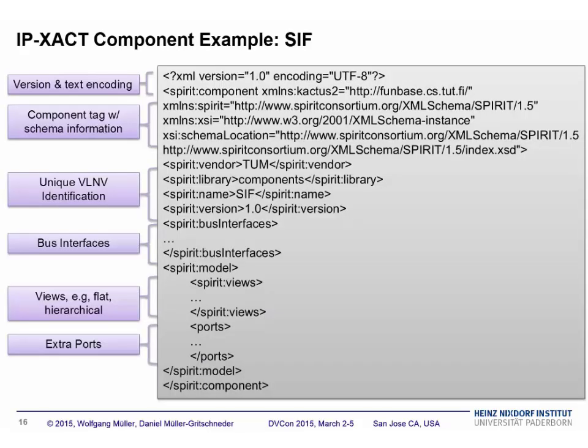Now, if we look into the component description, we have, of course, first a description on versioning and the encoding of this XML file. Then we have the schema information that we are using the schema from Accellera, which is the Spirit 1.5 IP-XACT. Then it gives you the unique VLNV identification. And here we have bus interfaces, we have the views, and you can also define some extra ports. Also, if you have some ports which are not part of the bus interfaces, you can also define them for each view here in the component description.